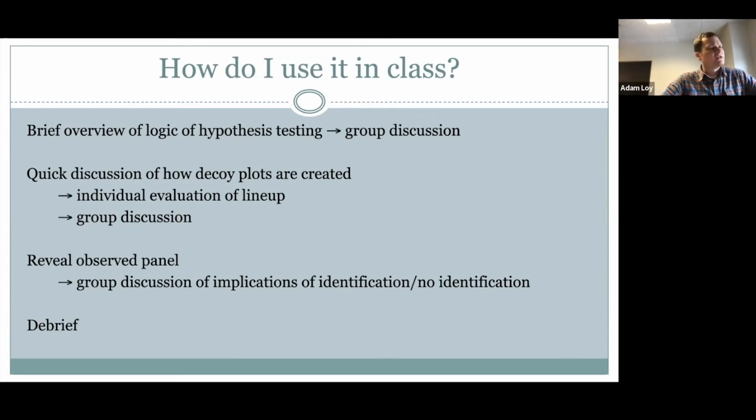So the groups come to some sort of consensus, or maybe the consensus that they have no idea what the consensus should be. And then we reveal the observed panel, and I have the groups go discuss again. So what are the implications if your group chose the true data plot, or what are the implications if you didn't identify that plot? And then after that discussion, we regroup, we debrief, we go through the logic of hypothesis testing again, and then we start to fill in a couple of the formal details there. And so that's the basic idea, and I'll have a link to the website where you can see the actual activities.